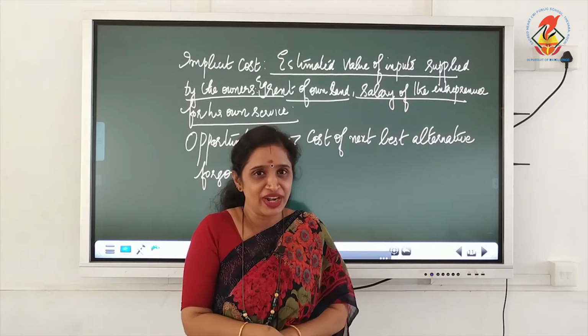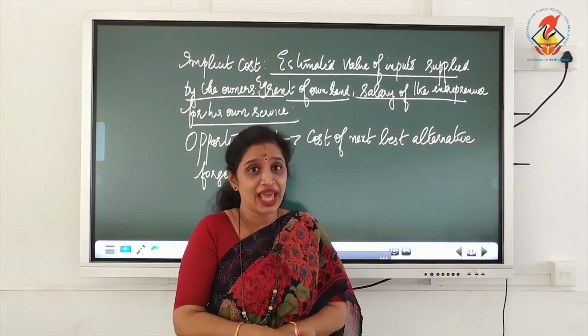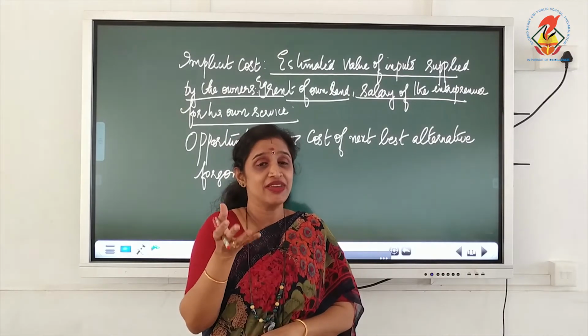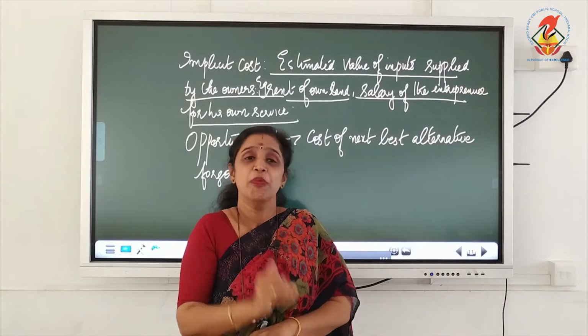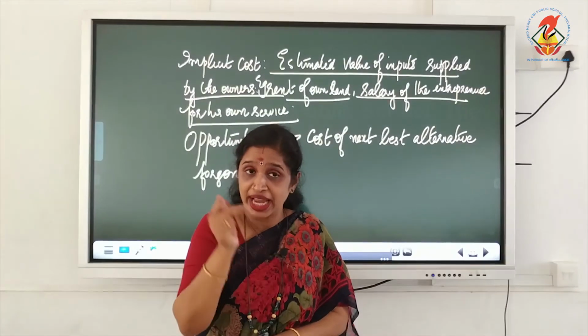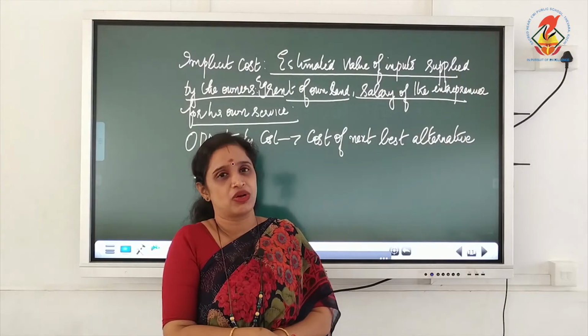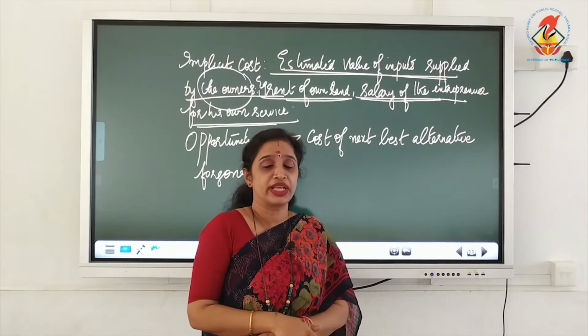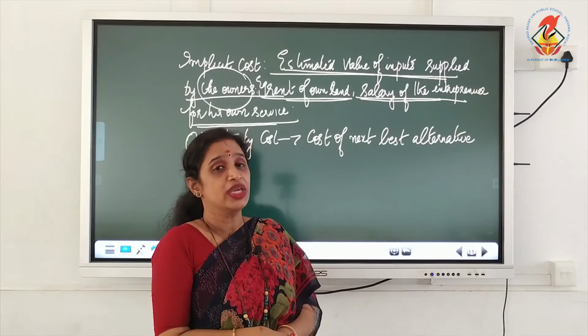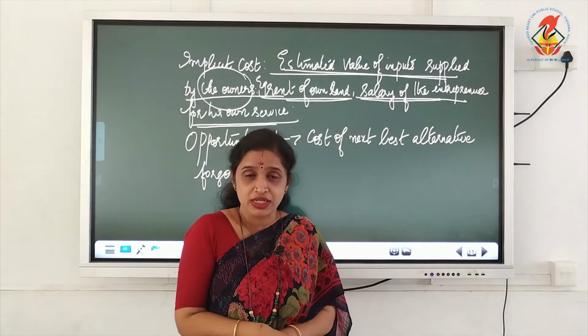But a cost is involved in that, isn't it? The rent of his own land. Now, the salary which is received by him for the work which is done by himself has to be included as a cost, and that cost comes as implicit cost. So, implicit cost refers to the estimated value of inputs supplied by the owners himself. For example, rent of own land, salary of the entrepreneur, the doctor, for his own services. That kind of a cost is known as implicit cost. So, in economics we calculate implicit cost.